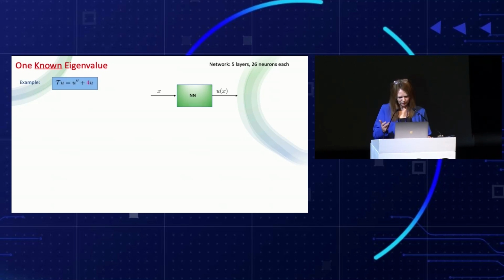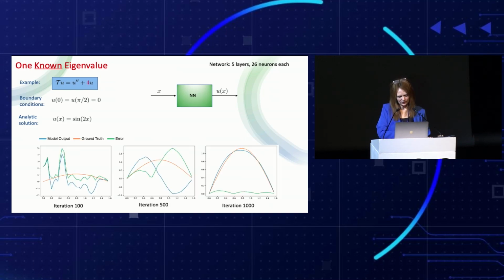If we have in one dimension the second derivative of u plus 4u, this is the boundary condition. The ground truth is sin 2x. This is what we expect to obtain. And after we train the network, you can see after 100 iterations, 500 and 1,000, that the model brings us very close to the ground truth.